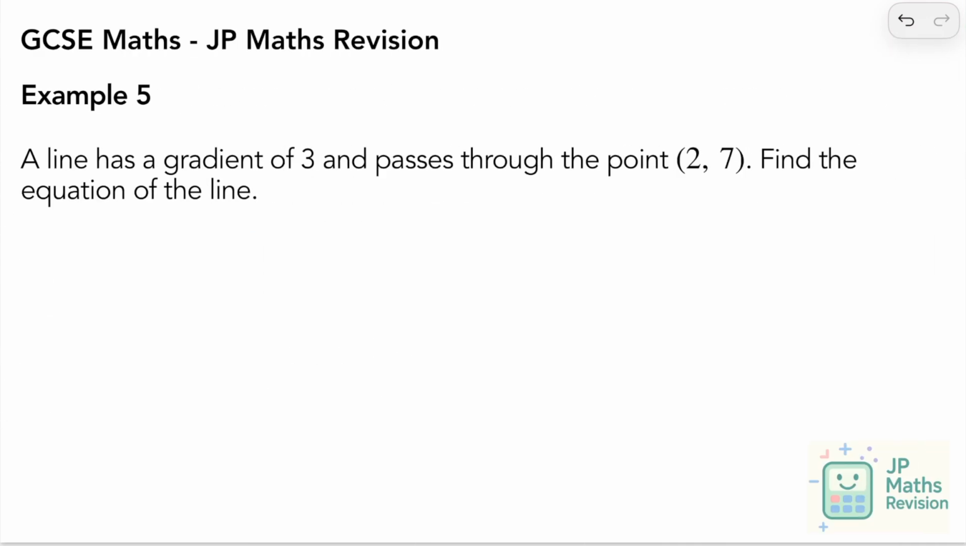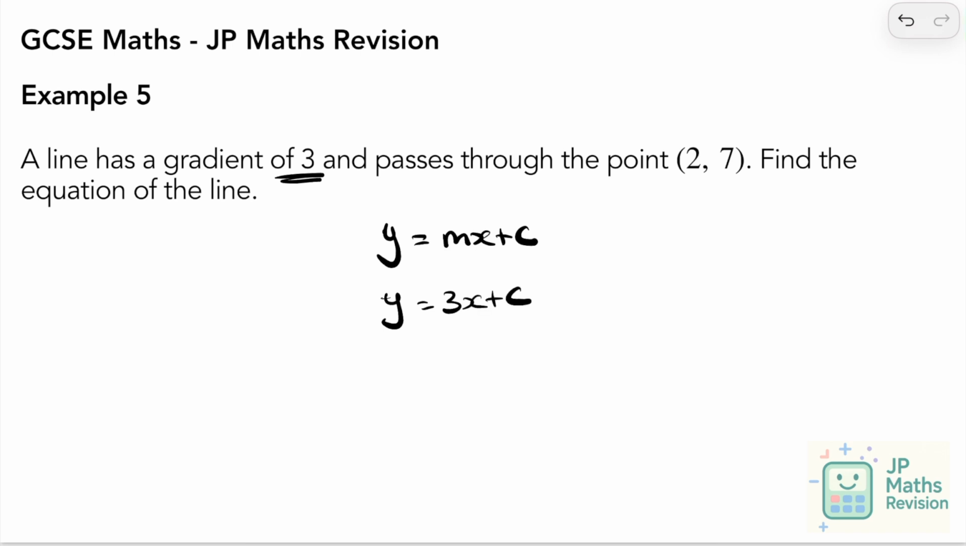Here's another example. A line has a gradient of 3 and passes through the point (2, 7). We need to find the equation of this line. If the line has a gradient of 3, we can automatically say that in the form y equals mx plus c, m is 3, because they've told us that the gradient's 3. So we have y equals 3x plus c.